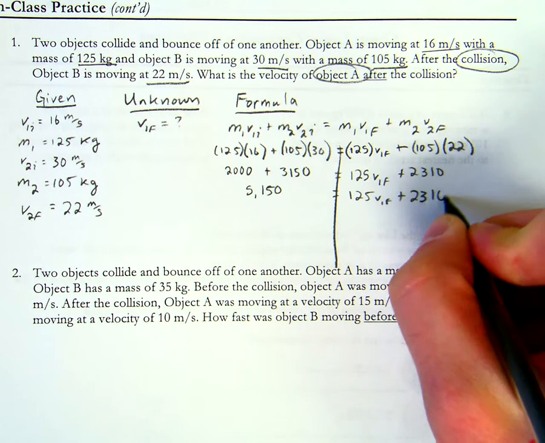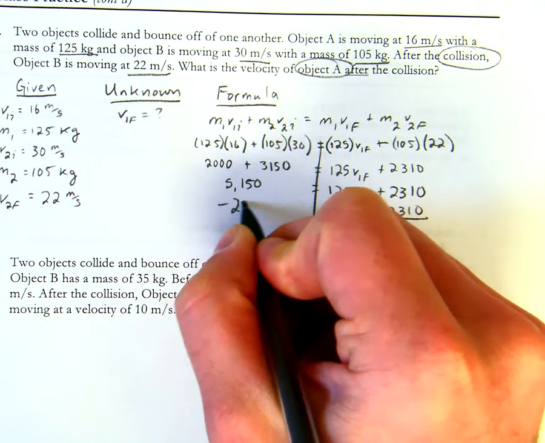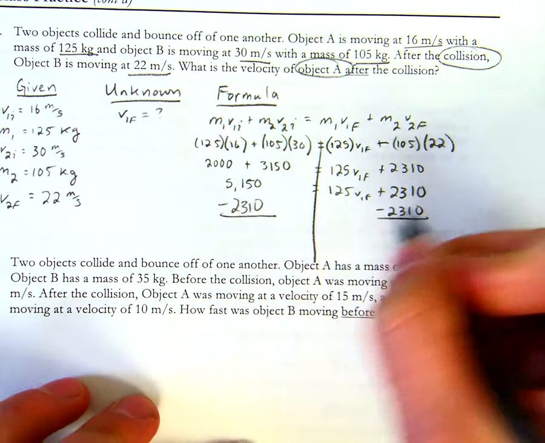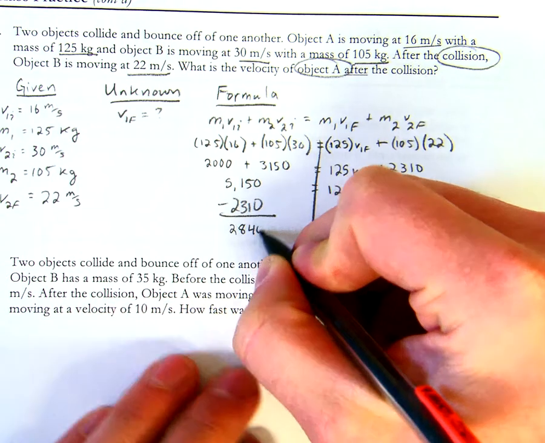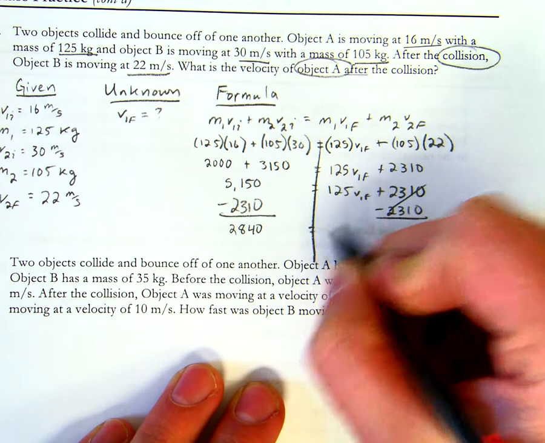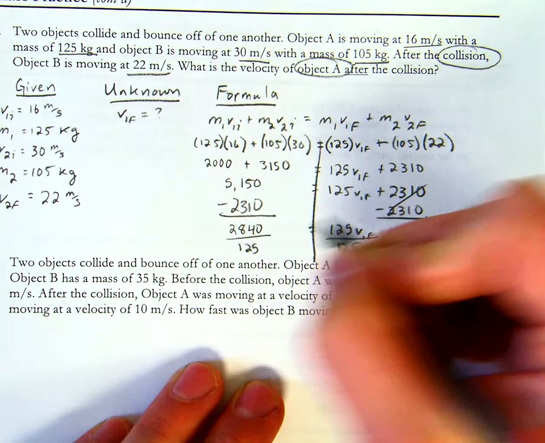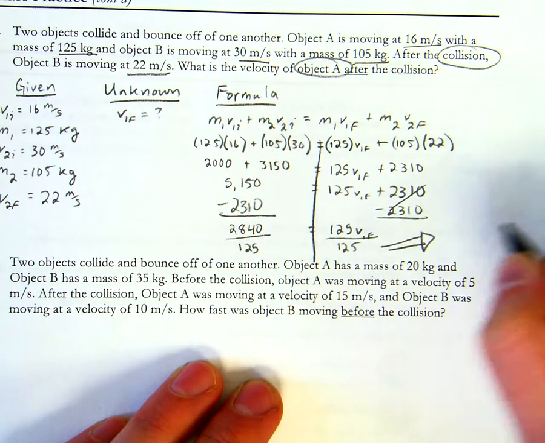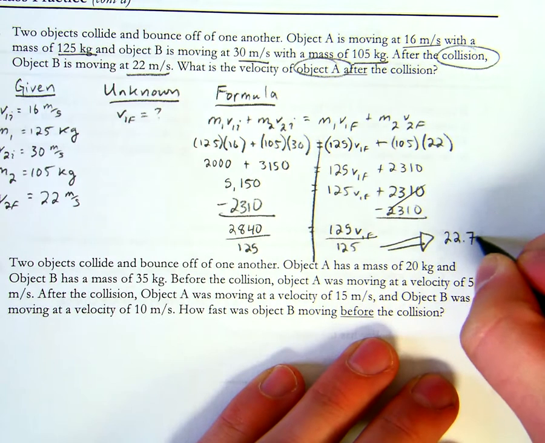Now, to solve this equation, simple algebra: minus 2310 on both sides. I'm left with, on this side of the equation, 5,150 minus 2310, which gives me 2,840, equal to 125 V1F. All I do is divide by 125 on both sides, and I write my answer over here: 2840 divided by 125 gives me 22.72, and that's equal to V1F.